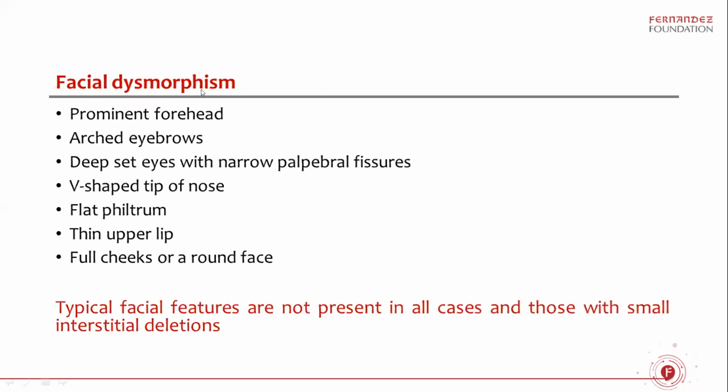Coming to the facial dysmorphism in this syndrome, the typical features are a prominent forehead, arched eyebrows, and deep set eyes with narrow palpebral fissures, a T-shaped tip of the nose, flat philtrum, thin upper lip, and a round face with full cheeks. These typical facial features may not be present in all the children, but they can be present in most of them. And specifically, those cases who have very small deletions may not present with these typical facial features.